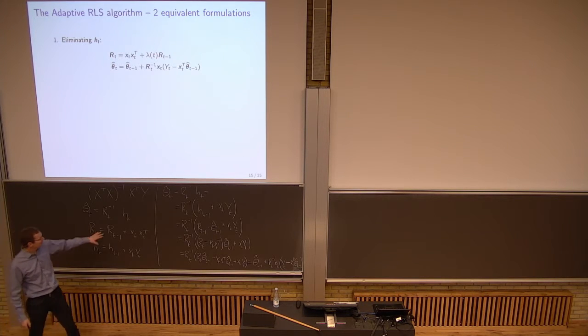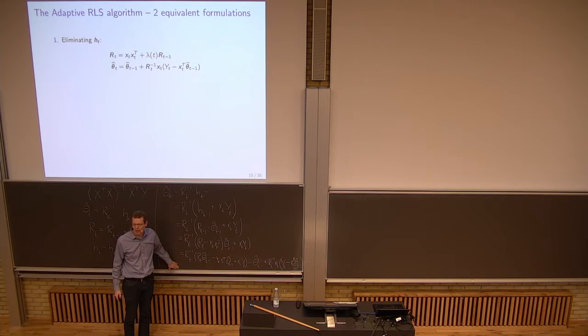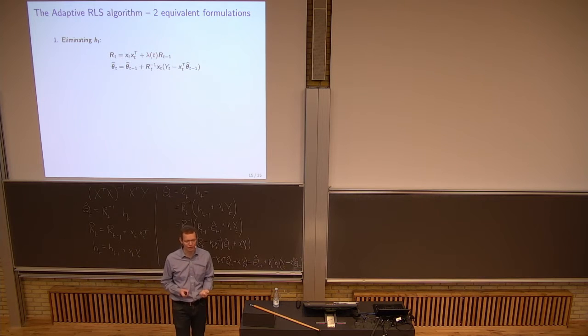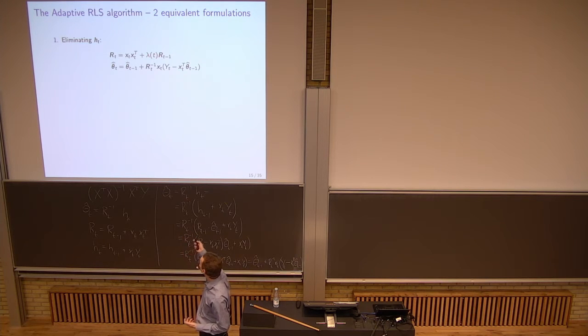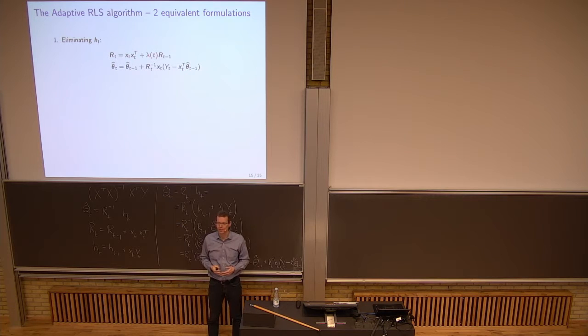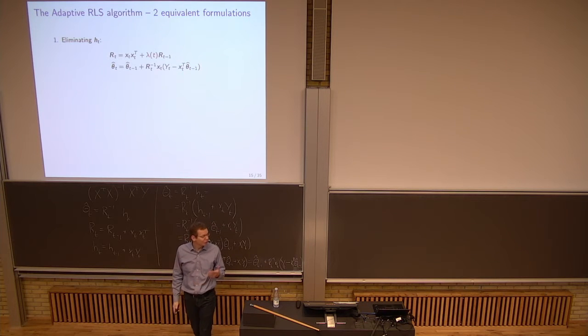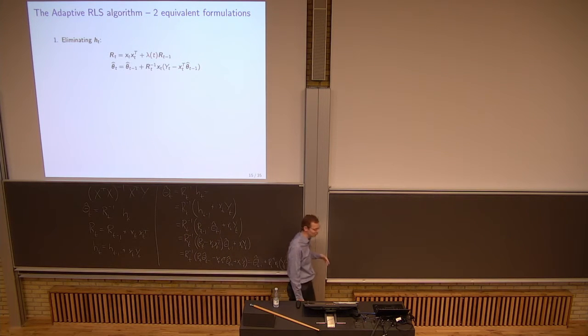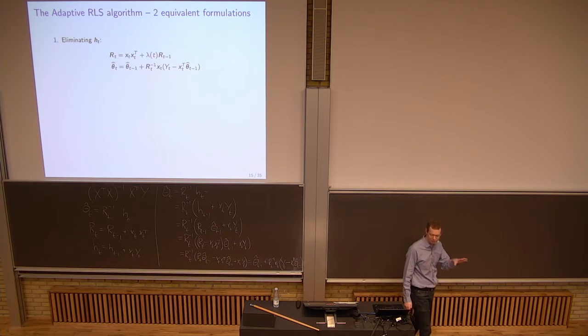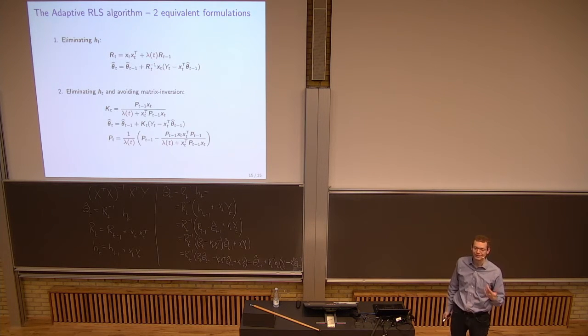And we can do the same thing as we did here and eliminate H and just work directly on the theta and the R as we have it up here. So this expression here is exactly the same. The only thing that is updated is the RT, which is essentially how much information we have in there. When we start forgetting, you have less information. And of course, if we want to do it full-blown, numerically optimal, we can also write the last expression down here, where we eliminate H and also avoid the metric inversion of RT.